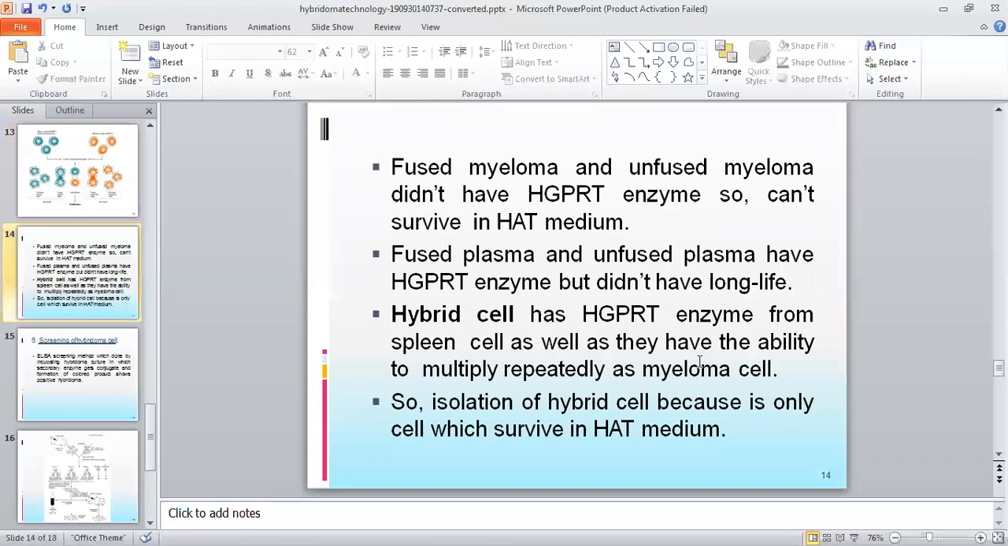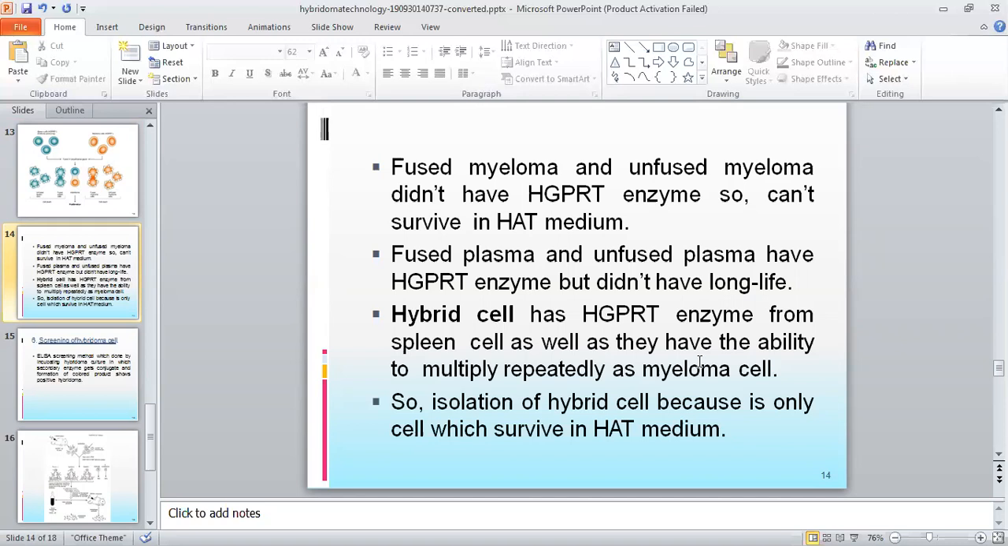Fused myeloma and unfused myeloma do not have the HGPRT enzyme, so they cannot survive in HAT media, because the myeloma cells contain the dihydrofolate enzyme, and they do not contain the HGPRT enzyme. Fused plasma cells and unfused plasma cells both contain the HGPRT enzyme, but they do not have a long life.